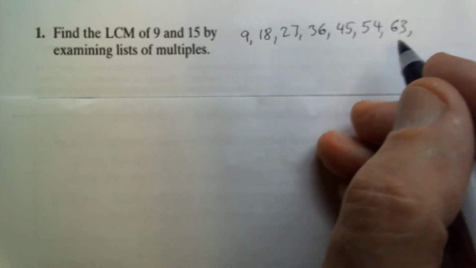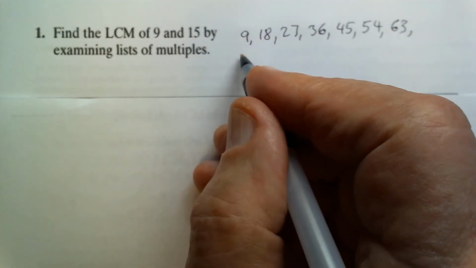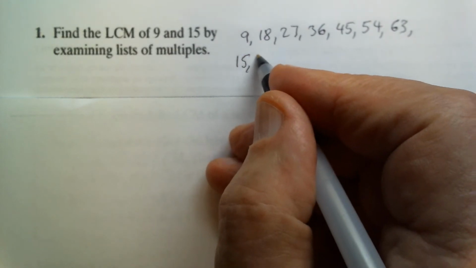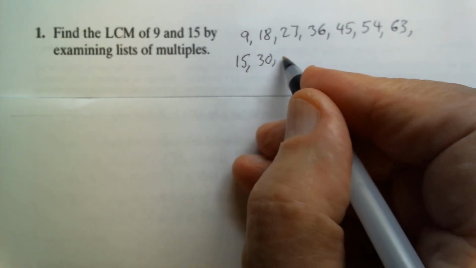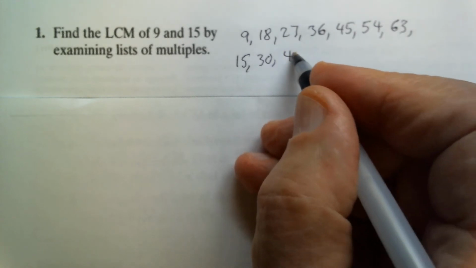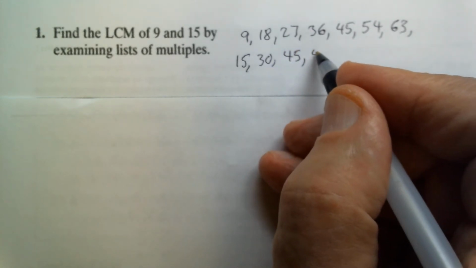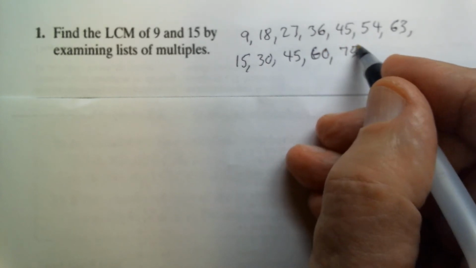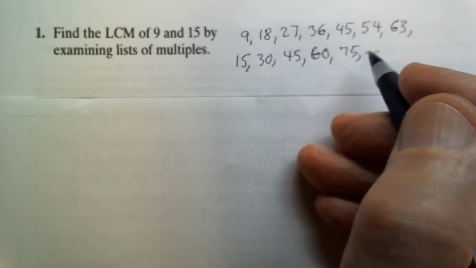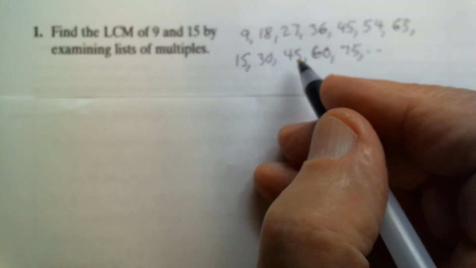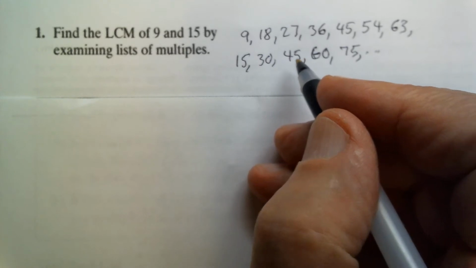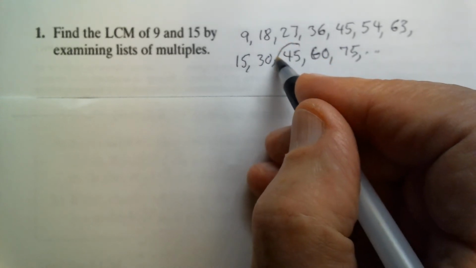So you get the idea. Now when we look at multiples of 15, of course 1 times 15 is 15, 2 times 15 is 30, 3 times 15 is 45, 4 times 15 is 60, 5 times 15 is 75, etc. So then we look for the smallest number that's a multiple of both numbers, and of course that's 45.